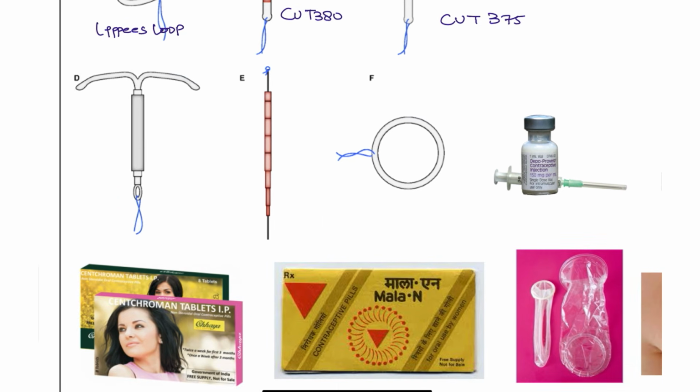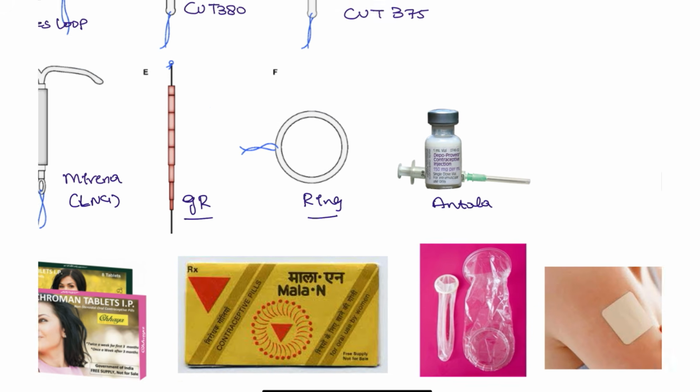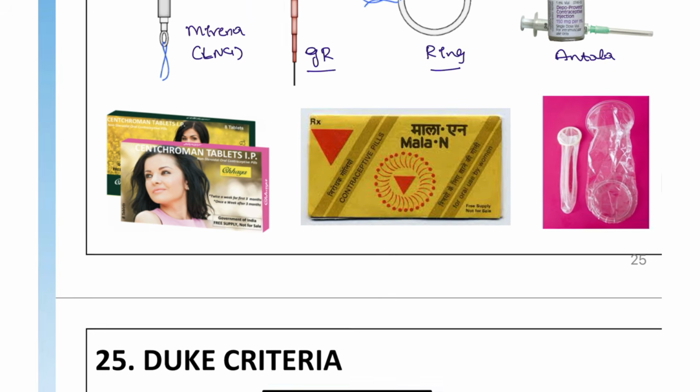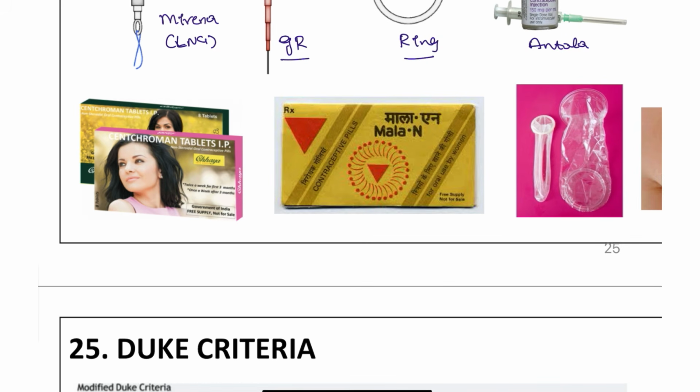Okay. Next, another picture that you can see here. This is the Mirena. Mirena is hormonal, which contains LNG, right? And next, these are the rings, the Graafenberg ring, and this is also another type of ring. And this one is the Antara. Okay, and this is the centchroman, which is also known as Chhaya.